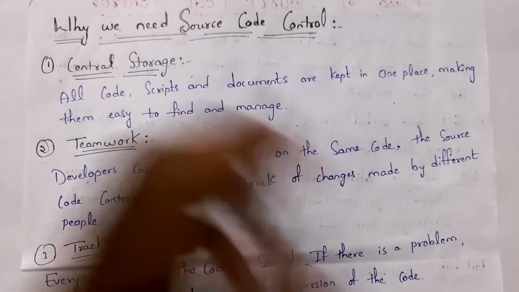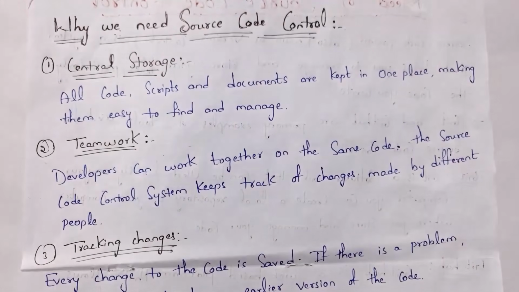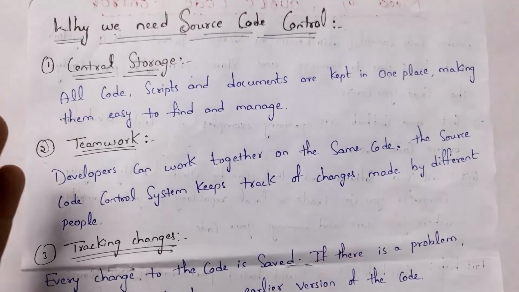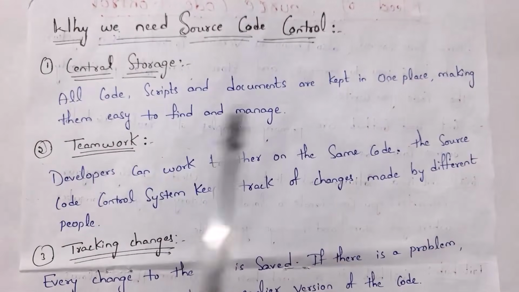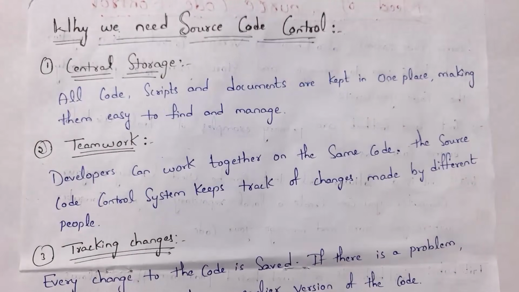Next, I will explain why we need source code control. Guys, the source code control acts as central storage. That is nothing but all our code, scripts and documentation are all kept in one place. So we can easily find and manage those files.